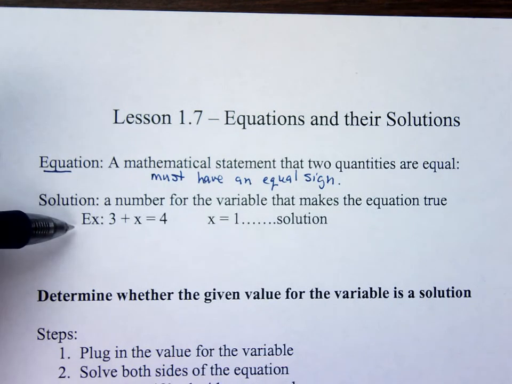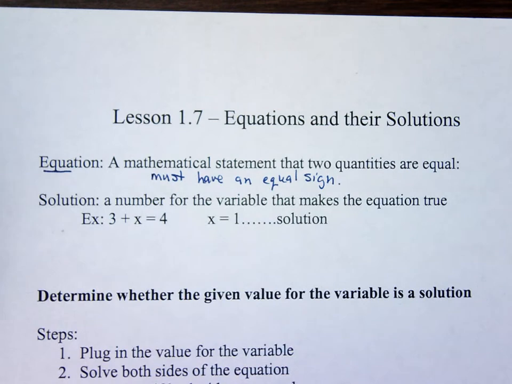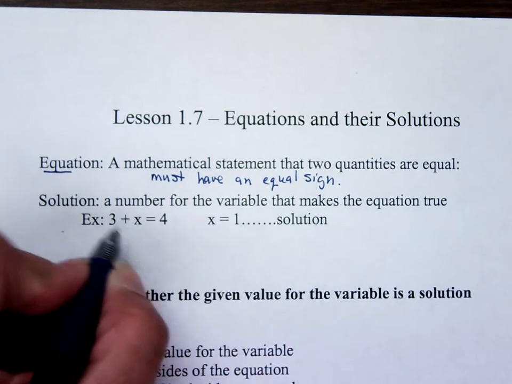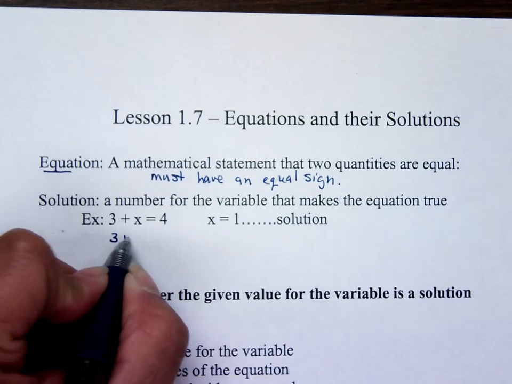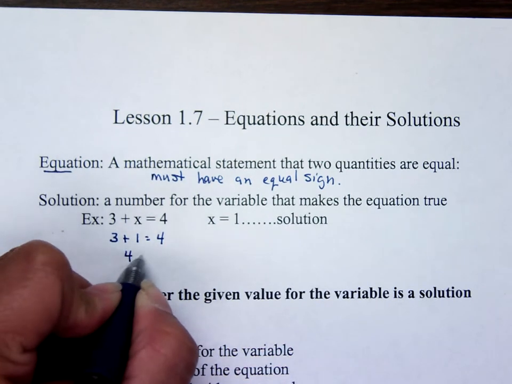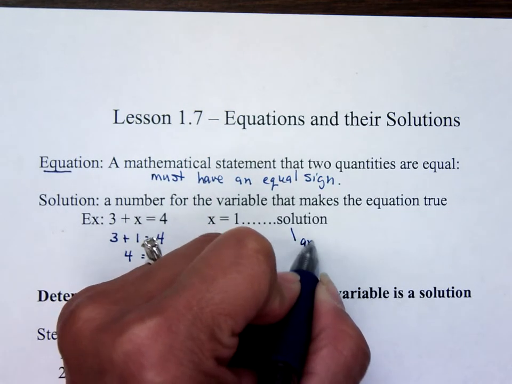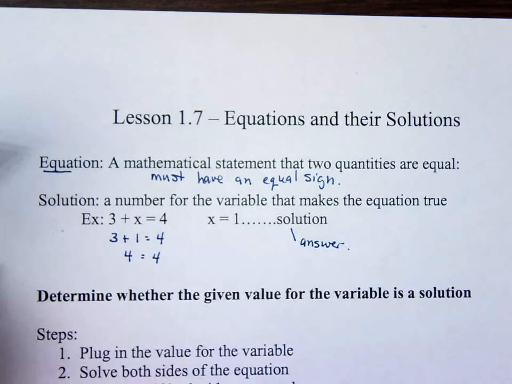For example, if you have 3 plus x is equal to 4, the solution is 1. So if you plug in the 1, 3 plus 1 is equal to 4. 3 plus 1 is 4, which 4 is equal to 4. A solution is the answer. So when you're thinking about a solution, that means the answer.